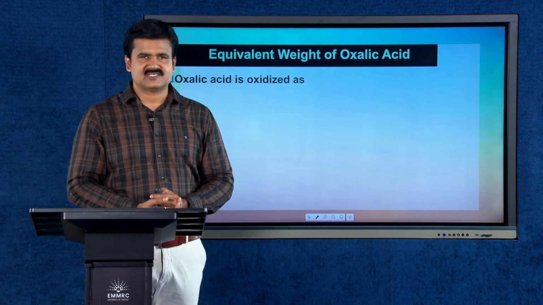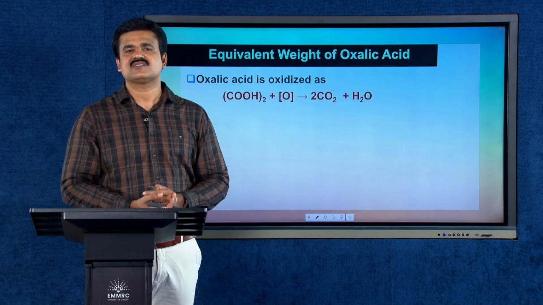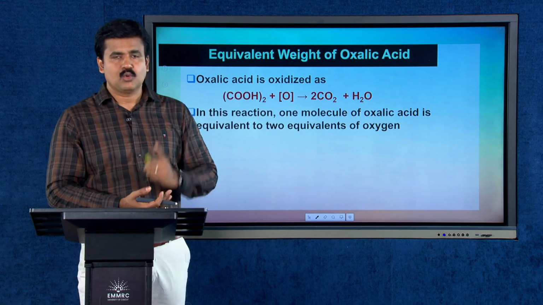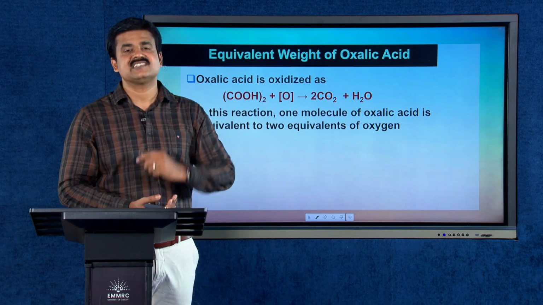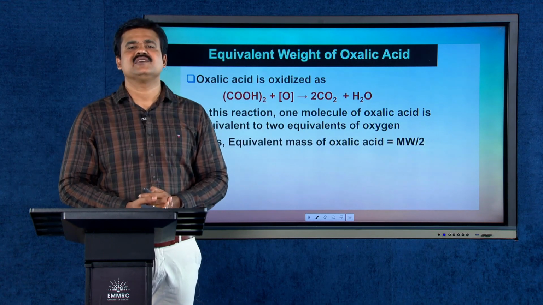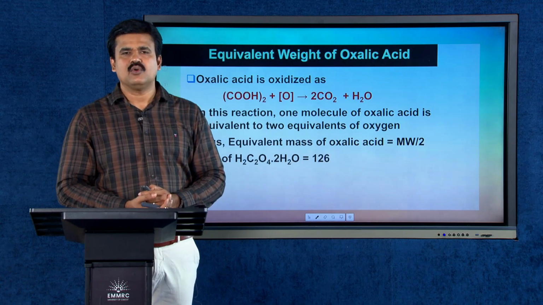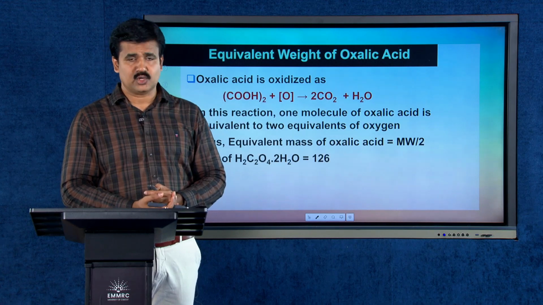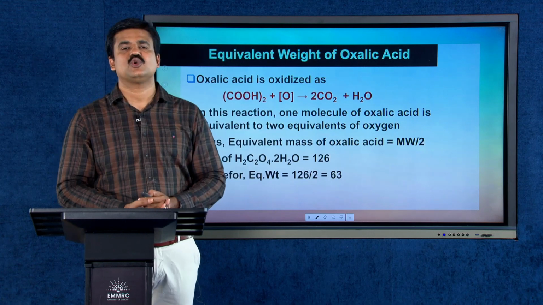Now, the equivalent weight of oxalic acid. Oxalic acid, H2C2O4, is oxidized as per this equation: H2C2O4, or (COOH)2, plus oxygen gives 2CO2 plus water. In this reaction, 1 mole of oxalic acid is equivalent to 2 equivalents of oxygen, that is 16 gram of oxygen. So, it is clear that the equivalent mass of oxalic acid should be equal to molecular weight divided by 2. The molecular weight of H2C2O4 dihydrate, since it exists as oxalic acid dihydrate, is 126. So, its equivalent mass will be 126 by 2, that is equal to 63.